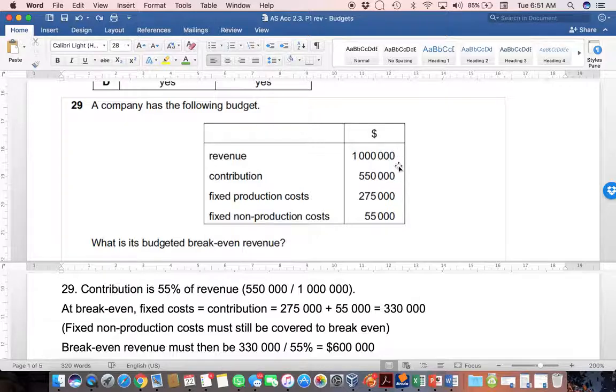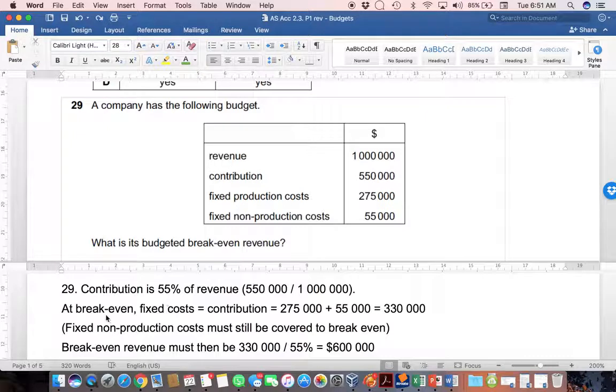So instead, we're going to look at the relationship between variable costs and revenue. Looking at these figures here, you can see that your contribution margin is 55% of revenue. In other words, your variable costs are 45% of revenue.